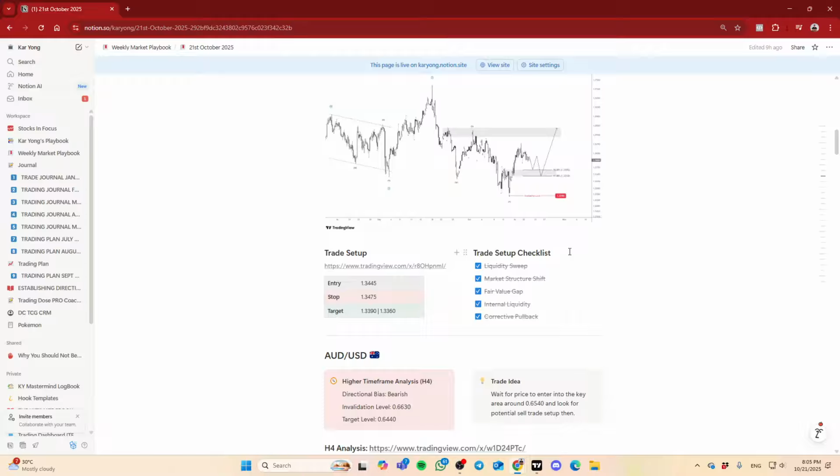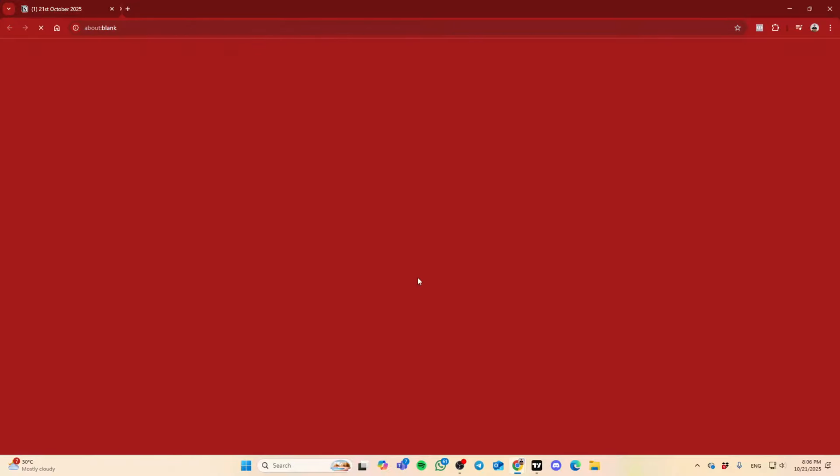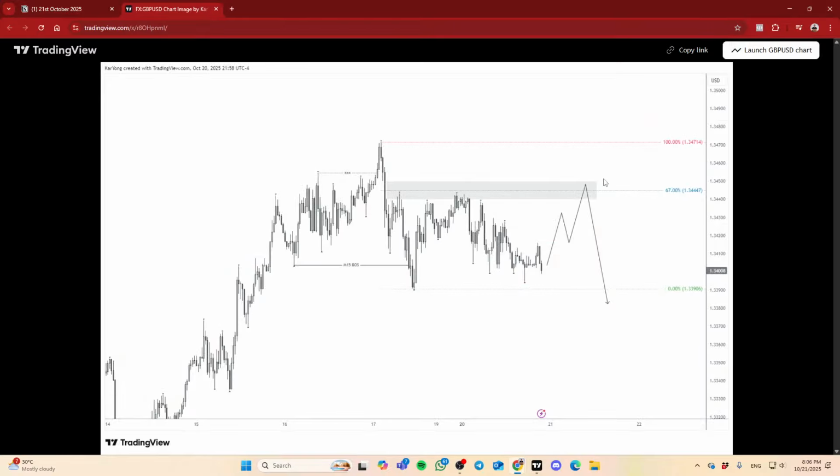Market structure shift, which you can call break of structure or change of character. Then we have the FVG, which is fair value gap, and then the internal liquidity as well as corrective pullback. So I'm just going to click into this and show you as an example. You can see this is what we call a liquidity sweep, also known as a fake breakout.